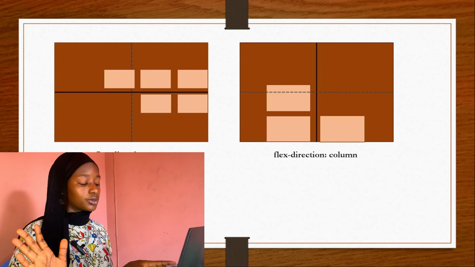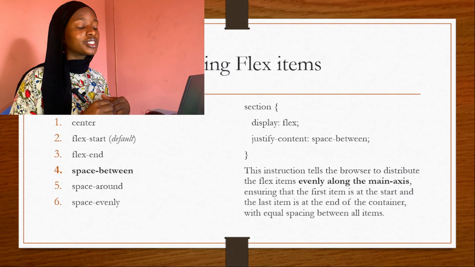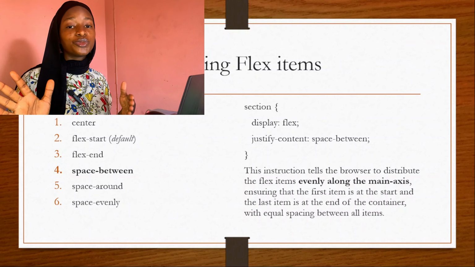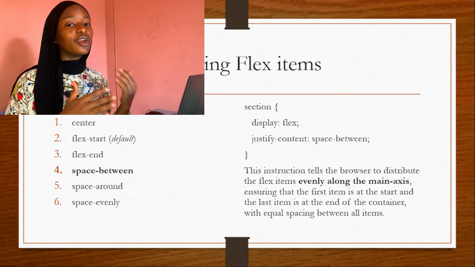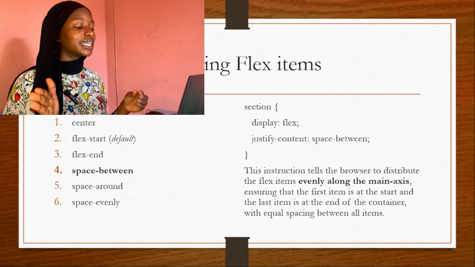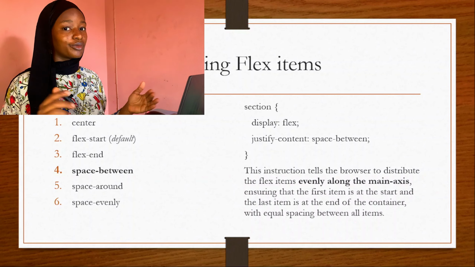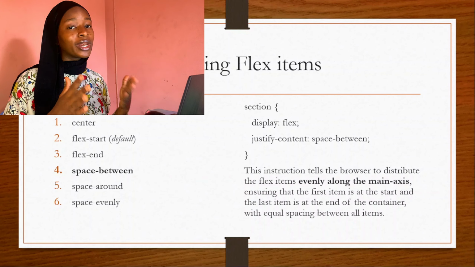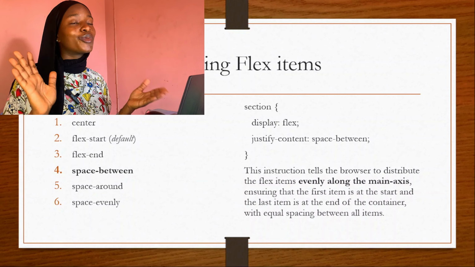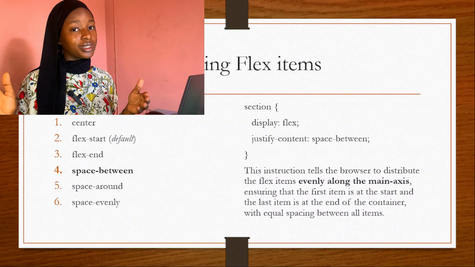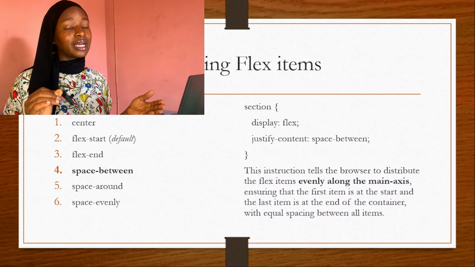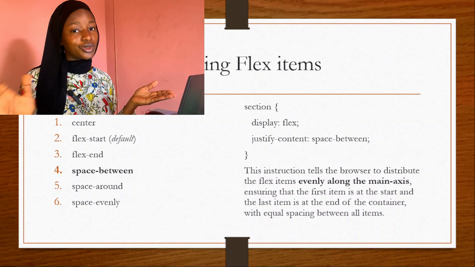So now let's check out space between. This instruction tells the browser to distribute the flex items evenly along the main axis, ensuring that the first item is at the start and the last item is at the end of the container with equal spacing between all items. So this works almost like align content space between, but this time it works with each item and also along the main axis, not the cross axis.